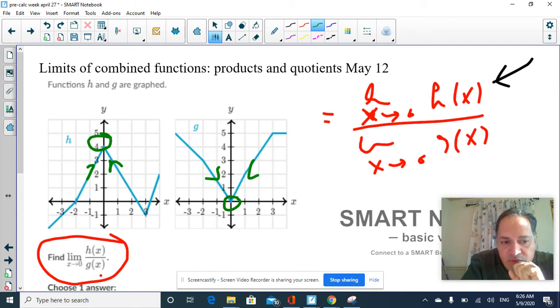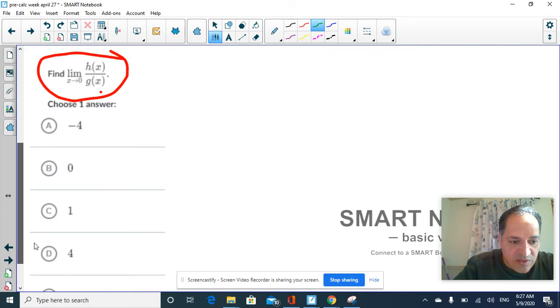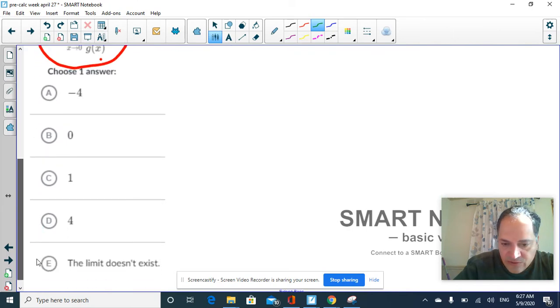The second question I want to talk about: if we flip the function, like if you want to find g of x over h of x. So g of x is 0 over h of x, where the limit of h of x equals 4, so 0 over 4 equals 0. So please be careful about this. The first one, the limit doesn't exist, okay?